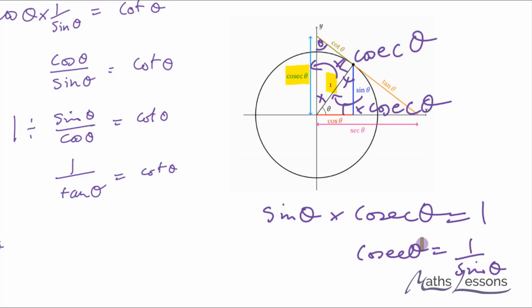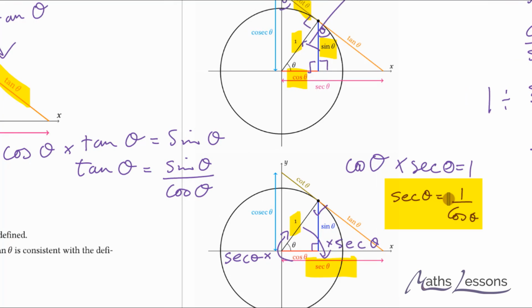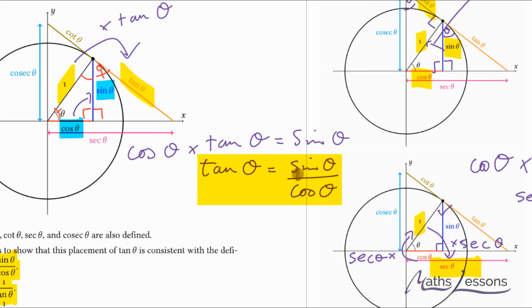So to recap, there's now 4 formulas that you should know. Cosec theta equals 1 over sine theta. Cot theta equals 1 over tan theta. Sec theta equals 1 over cos theta. And we know that tan theta equals sine over cos.